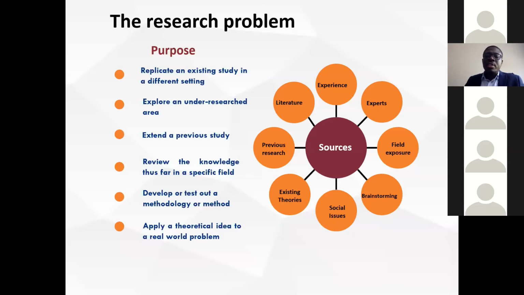Then there are sources where you can derive your research topic or your research problem. And one area is your own personal experience, because for somebody who is doing graduate studies, it's assumed that you have some working experience, and you should be able to reflect on your experience and then identify a topic that you can research on. You can also talk to experts. Experts have a wealth of knowledge in that particular area, and they can help you to unearth a topic that is researchable. Your own exposure to field situations can also help you to formulate a problem.